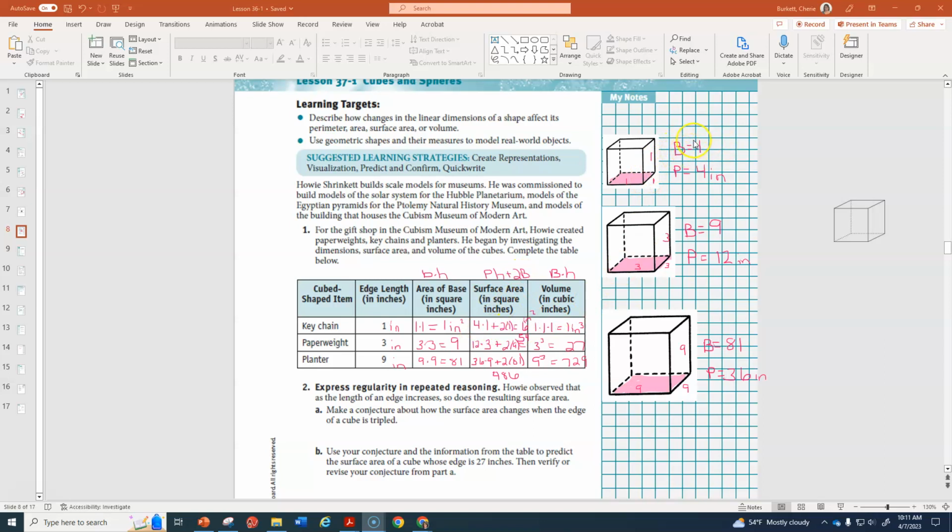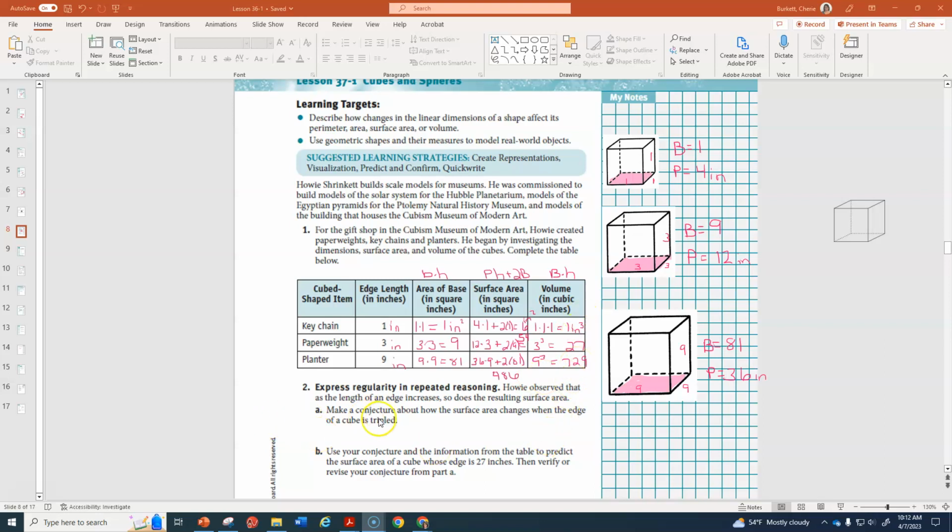I found the area of the base on each one of these: 1 times 1 is 1, 3 times 3 is 9, 9 times 9 is 81. I found the perimeter: 1 times 4 is 4, 3 times 4 is 12, 9 times 4 is 36, and then I simply plugged those numbers in. This capital B, remember, is the area of the base. The volume: 1 times 1 times 1 is 1, 3 times 3 times 3 is 27, 9 times 9 times 9 is 729. So these are the numbers that I got: 1, 9, 81 for the area of the base of the keychain, the paperweight, and the planter. 6, 54, and 486 is the surface area that I got for each one of them. And then there's the volume.